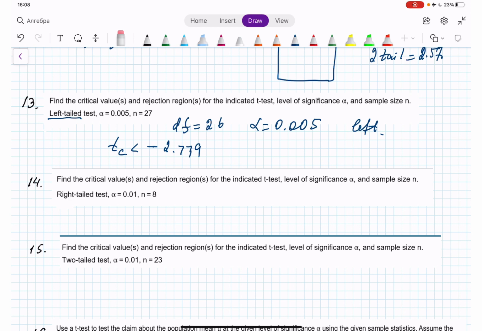Okay. Next, find critical value. So we have here right tail. That means our T critical is going to be greater than. So alpha 0.01, it's going to be one tail, right? And degree of freedom is going to be equal 7. So if I'm looking on the table, degree of freedom is 7, and one tail 0.01, I'm getting greater than 2.998. Yeah, okay. Number 15.